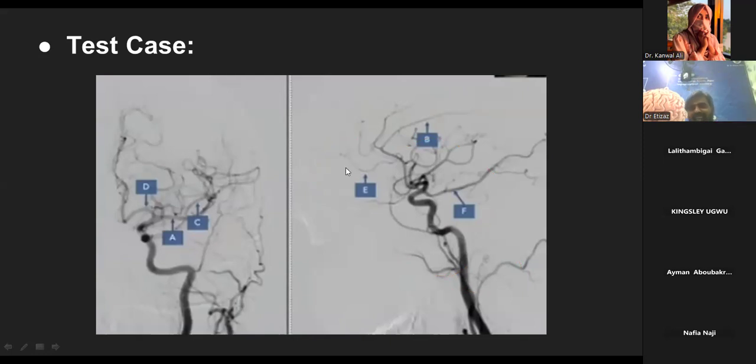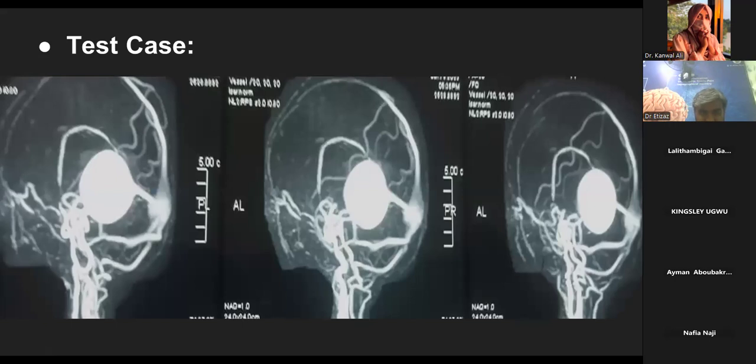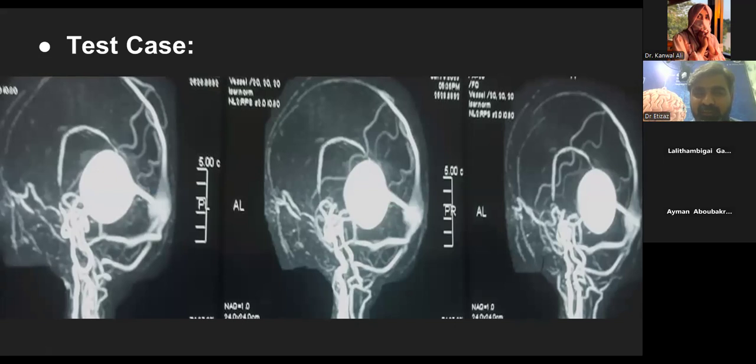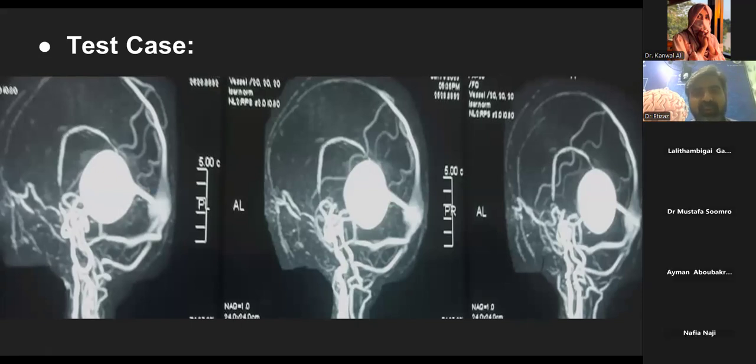So this is the test case. Who will tell the definitive and the pinpoint diagnosis? It's which angiogram? Is it MRA? Is it DSA? Is it CTA? And then what is the problem with the patient? MRV, I think.